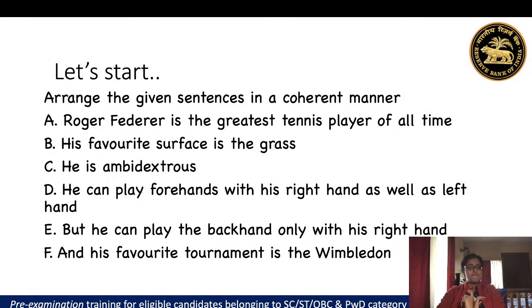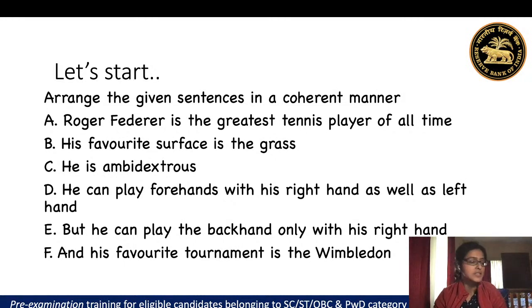Let's look at sentence F. And his favorite tournament is the Wimbledon. You ask yourself, can I start a sentence with "and"? And you will find yourself answering, you cannot start a sentence with "and", which means F is part of another sentence. F is a continuation of another sentence.